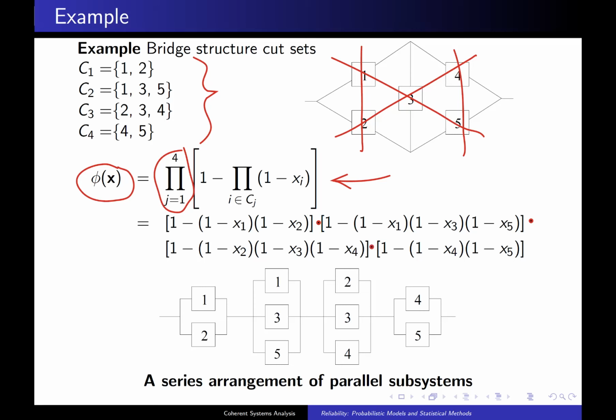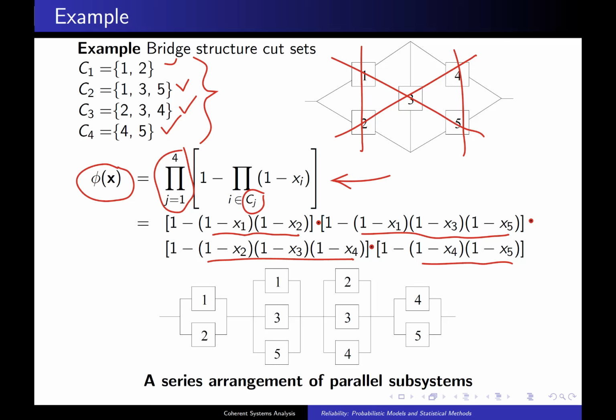So in each one of these brackets, we're just writing down 1 minus the product of 1 minus x sub i associated with the appropriate minimal cut sets. So do you see the 1 and 2 up here? That 1 and 2 get laid out right here. You see the 1, 3, and 5, that gets laid out right here. The 2, 3, and 4 comes in right here. And finally the 4 and 5 comes in right there.